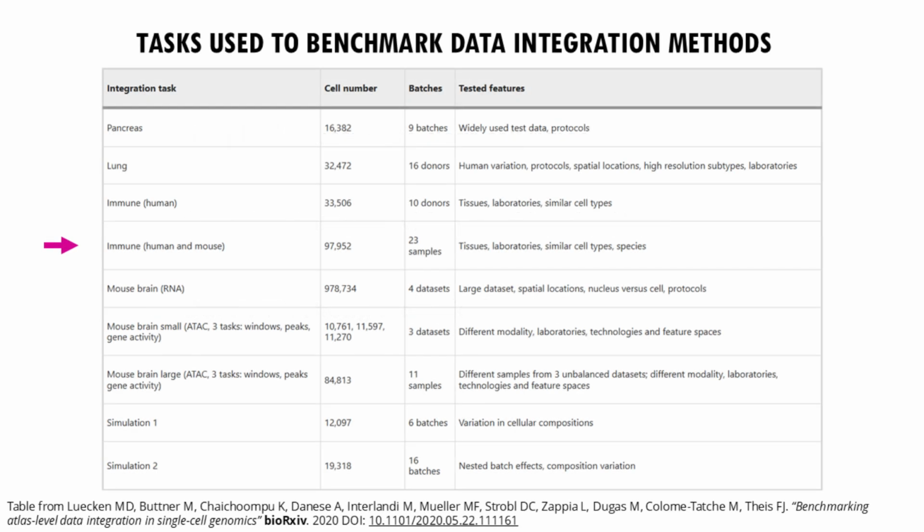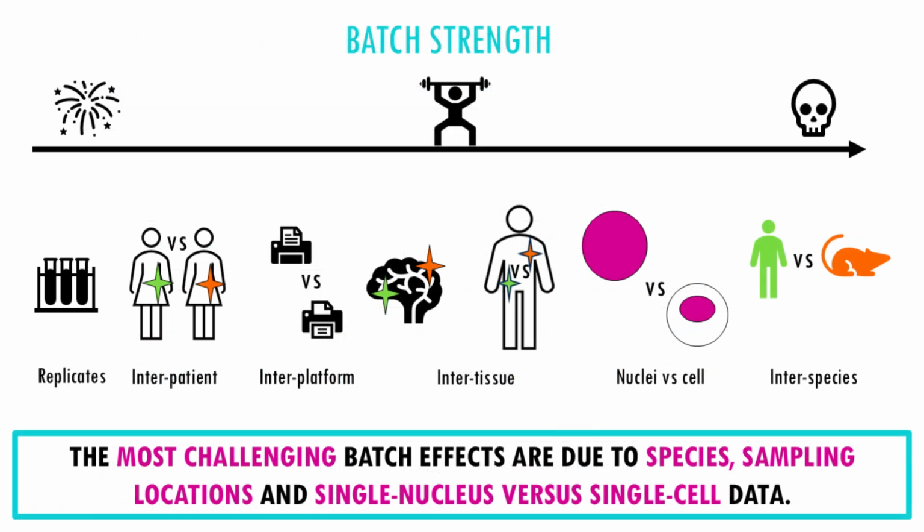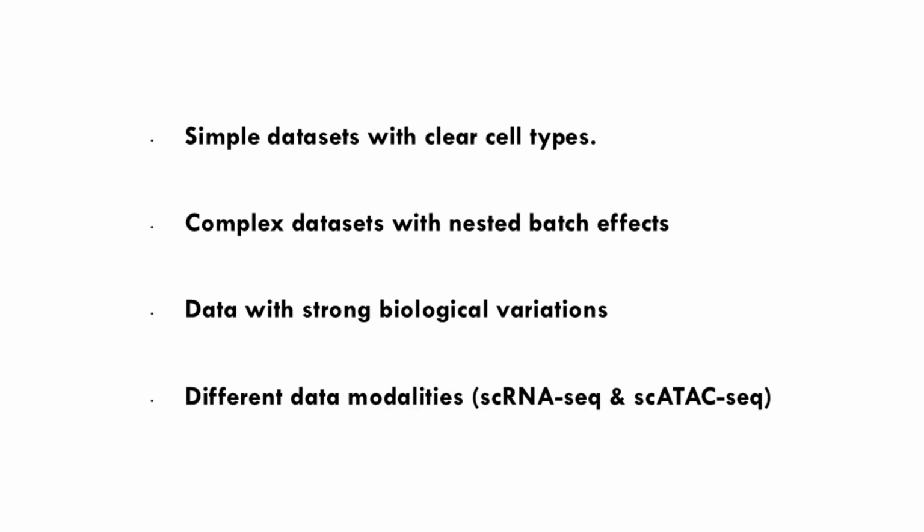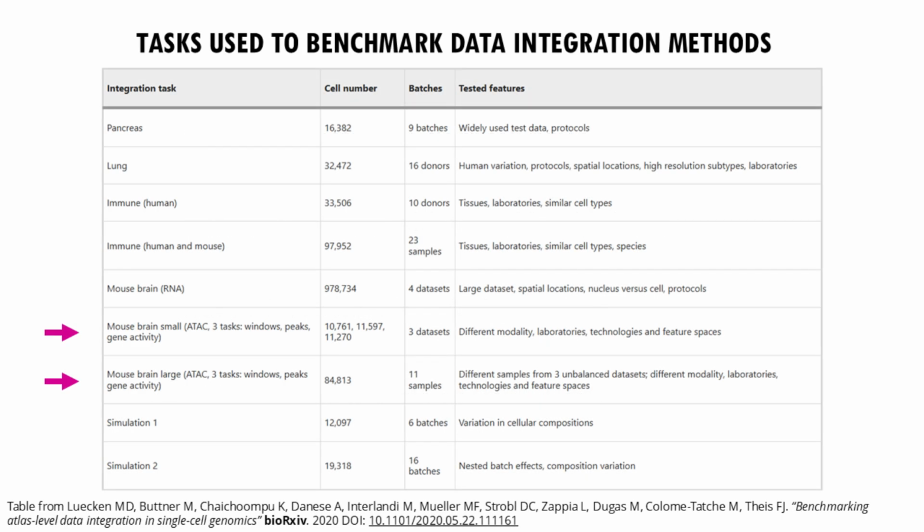The authors found that the most challenging batch effects across the integration tasks were due to species, sampling locations, and single nucleus versus single cell data. So, for example, the human and mouse immune datasets get a bit trickier because we're integrating data from 2 different species. So even the same cell types have different gene expression profiles, with some genes being species specific, and there will also be cell types unique to a species. So it's a bit more difficult to integrate. And finally, we have different data modalities when we're trying to integrate single-cell RNA-seq and single-cell ATAC-seq, for example.